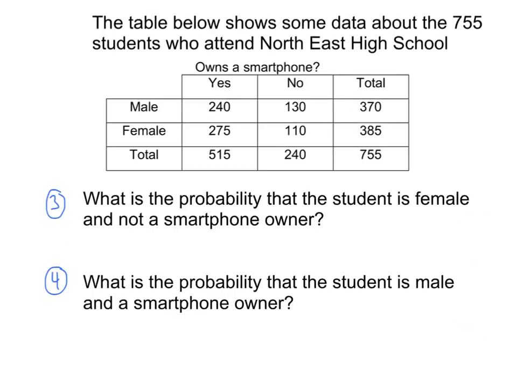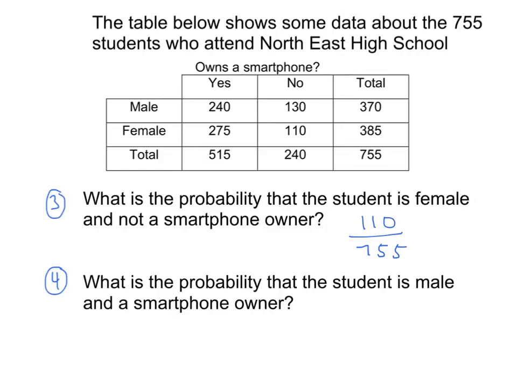All right, let's do some more with this data. Two more questions, and this is going to be similar. I'm going to do number 3, you'll do number 4. Number 3 says, what's the probability that the student is female and not a smartphone owner? Well, if I look at my data, there's 110 that are both female and not smartphone owners. So this would be 110 out of our total, 755.